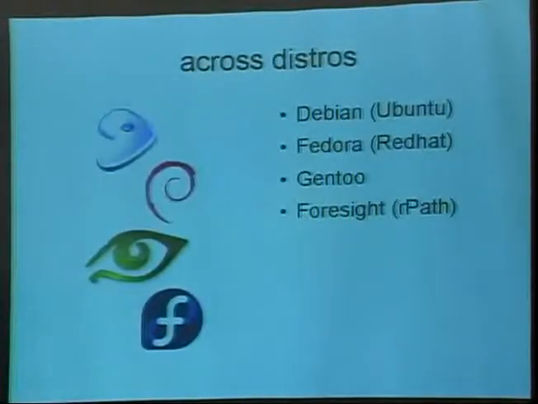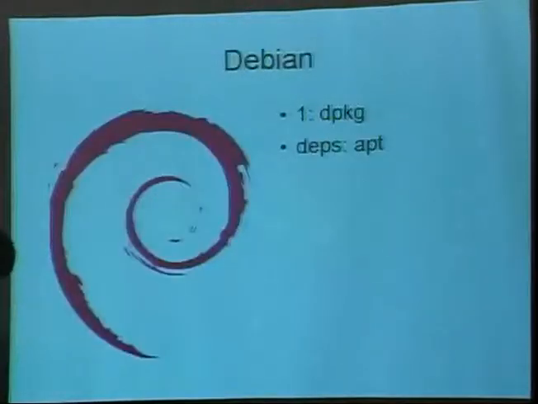So across distros, I'll be talking about Debian, Fedora, Gentoo, and Foresight. Just a quick survey. How many of you here use Foresight? How many of you use Gentoo? Gentoo, nice. How many of you use Fedora or Red Hat or derivatives? Me too. Cool. Debian, Ubuntu? Me too. Cool.